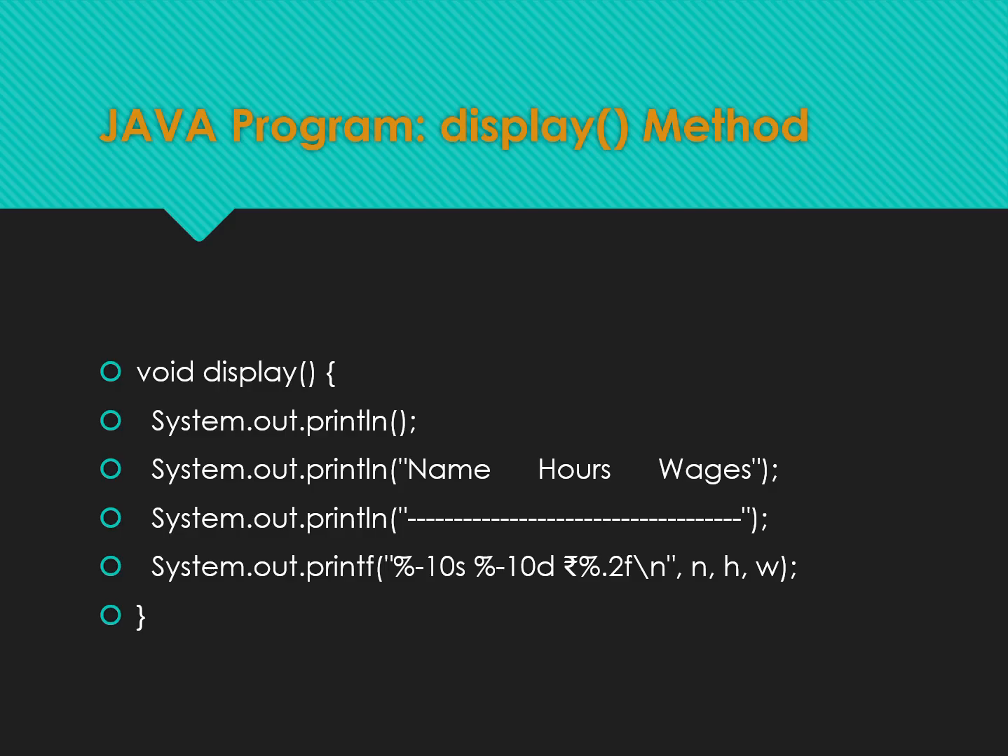1. %10s tells Java to print the string n left aligned within a 10-character width. This ensures that names appear in the first column with proper spacing. 2. %10d is used to print the integer h, again left aligned in a 10-character space, which helps align the hours column. 3. Rs%.2f is used to print the wage W as a floating point number, rounded to 2 decimal places. This makes the wage amount look like a real currency figure, such as 7,750 rupees and 50 paise.